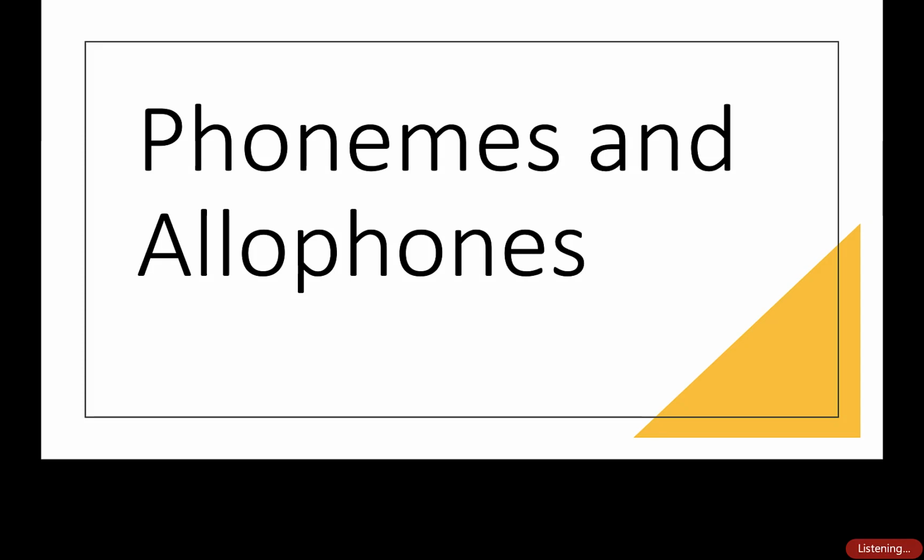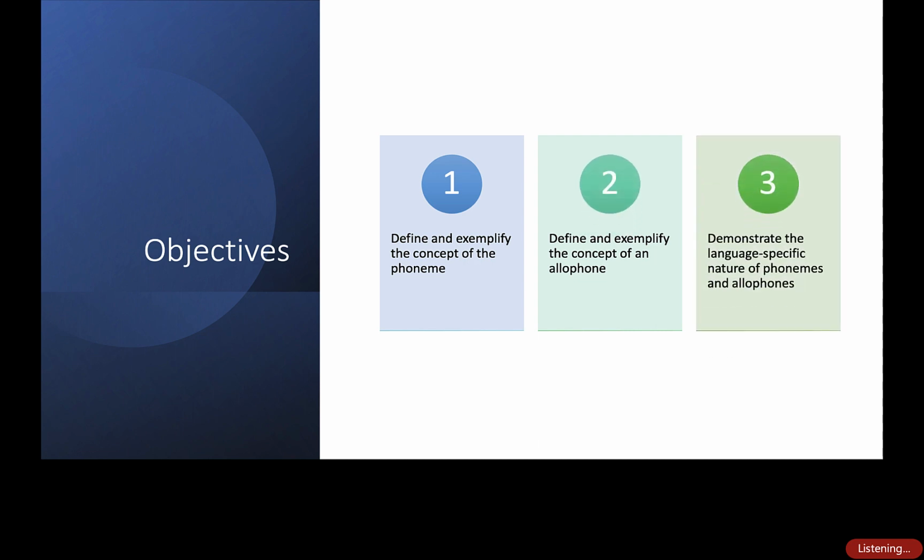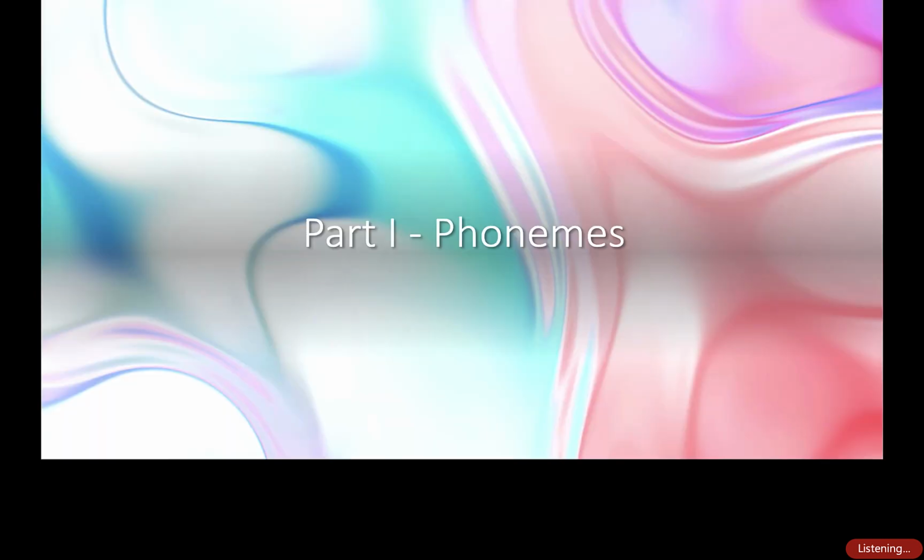The topic of today's lecture is the distinction between two phonological concepts, phonemes and allophones. We have three objectives: to define and exemplify the concept of the phoneme, to define and exemplify the concept of an allophone, and to demonstrate the language-specific nature of phonemes and allophones.